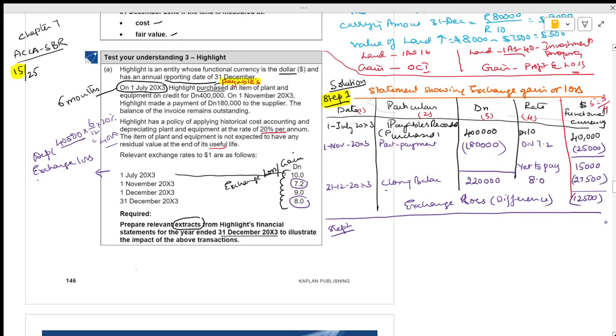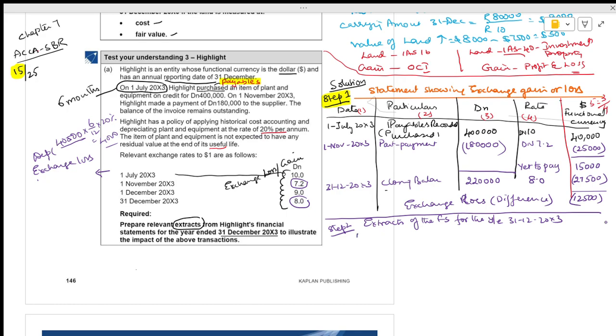Straight away you can do. Okay, you can do straight away. Nothing has happened. Is that extracts of the financial statements? Extract of the financial statement for the year ended 31/12/2003. Okay. This is step 2.